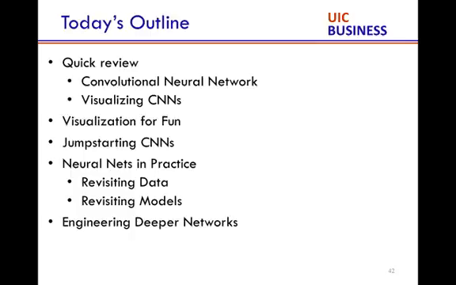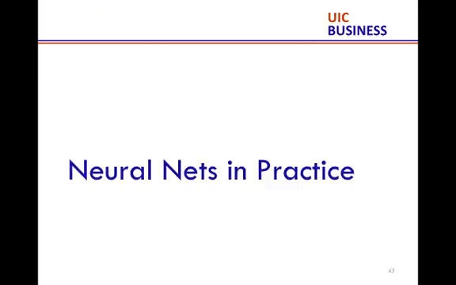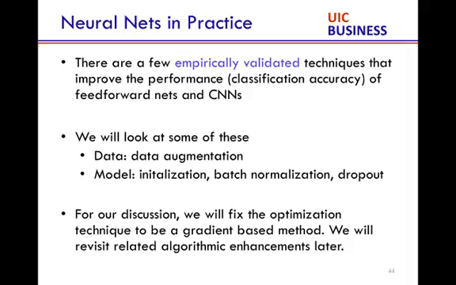So we are not going to discuss loss functions, but we're going to discuss data and models. There are a few empirically validated techniques that improve the performance, the classification accuracy of these networks, and we're going to specifically look at something called data augmentation on the data side, and on the model side we're going to look at how to initialize the weights, and a couple of other tricks that you might have heard keywords of. I don't know if you've heard of dropout, so we're going to visit something called dropout.